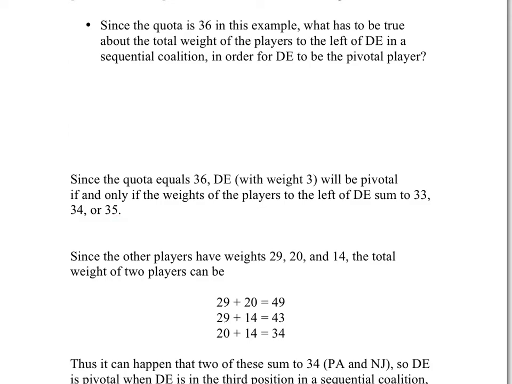If the sum of the players to the left of Delaware were only 32, then Delaware would not contribute enough votes to create a winning coalition. And similarly, if the players to the left of Delaware already had 36, well, they wouldn't need Delaware. So the only way Delaware ends up being pivotal is if the players to the left have a total of 33 or 34 or 35 votes.